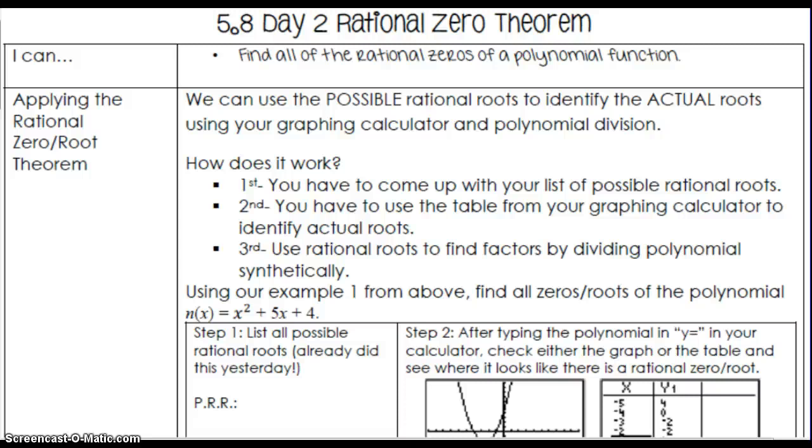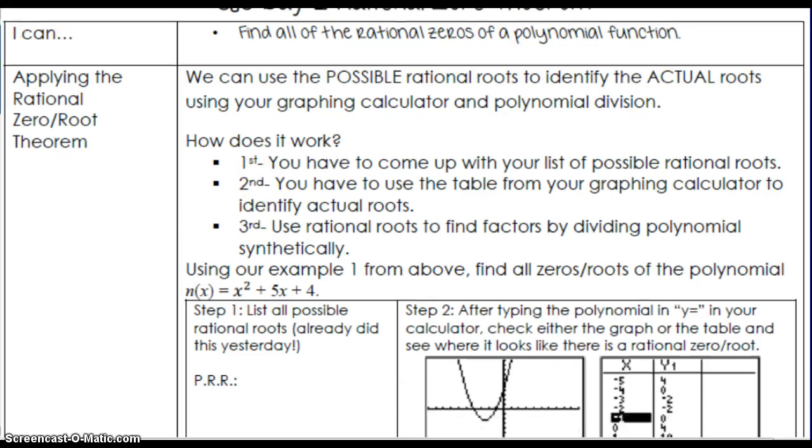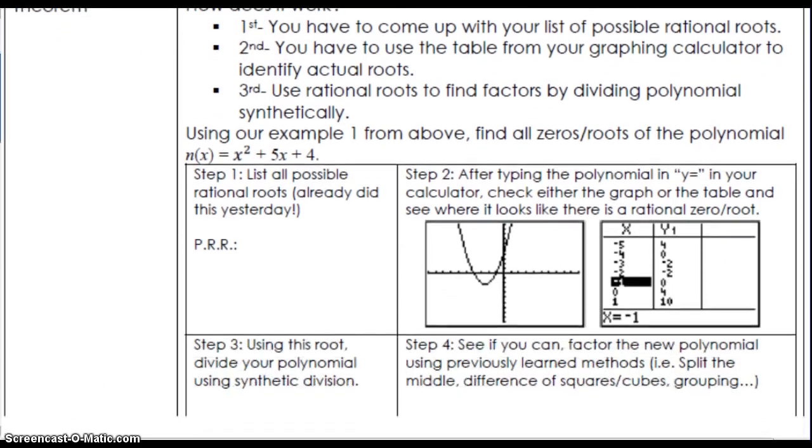All right, this is lesson 5.8, day 2. So this is the second part of our rational zero theorem. The first part we learned yesterday, which was finding all the possible rational roots. On your assignment, you've already done that, but we're going to go ahead and take a look at that step for this first example.